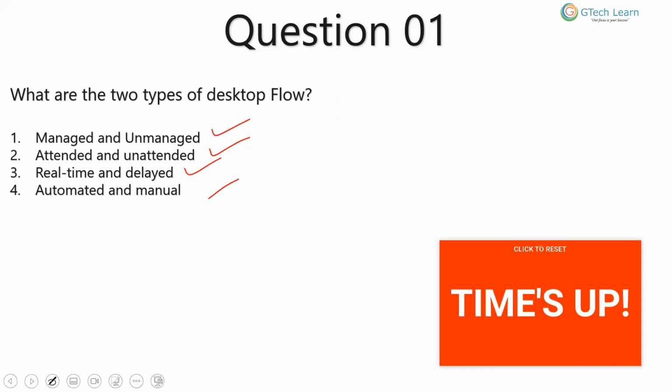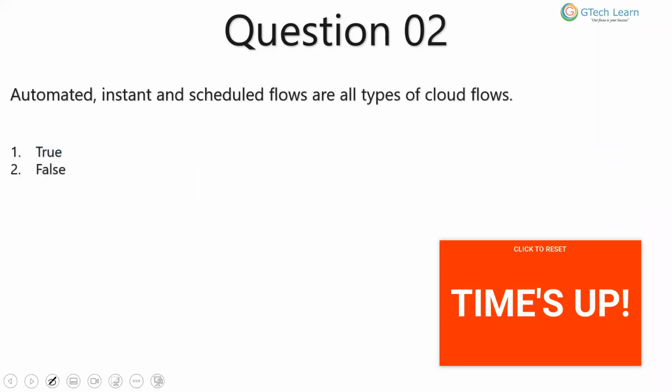Okay, so the correct answer for that question is attended and unattended. These two types of desktop flows can be created by us. The next question is: automated, instant, and scheduled flows are all types of cloud flow. Is this statement true or false? Your answers in the chat, please.